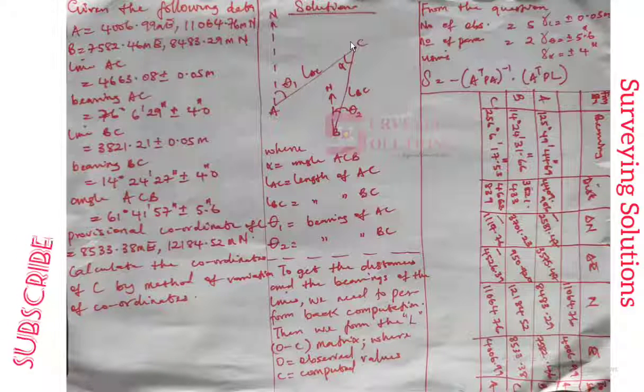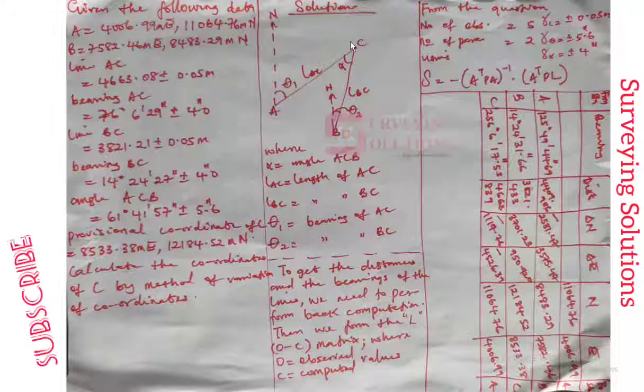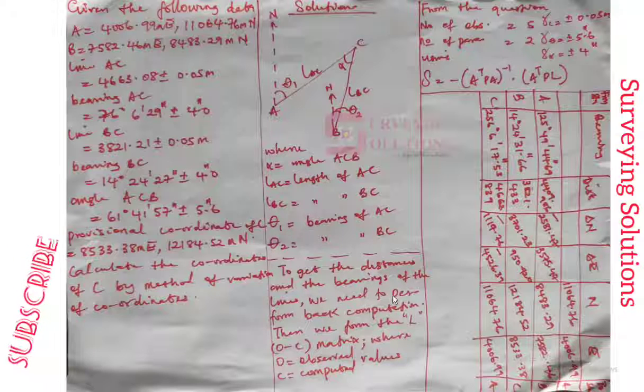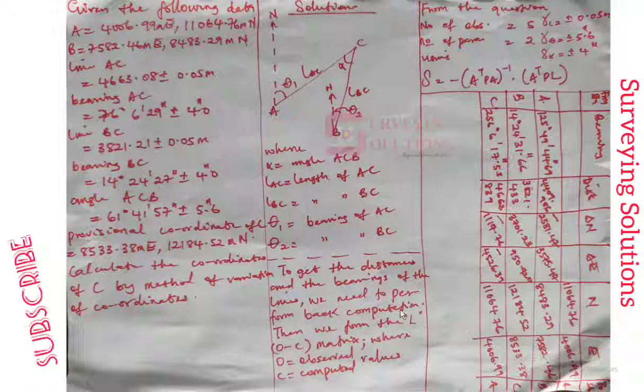So, in this particular question, the observations were made on station C. So if the provisional coordinate of C has been taken as this, determine the coordinate of C by the method of variation of coordinate. Are we together? Now, to get the distances and the bearings of the lines, line AB or line AC or line BC, we need to perform the back computation. I hope you're following through, please. Then we can now form our L matrix.